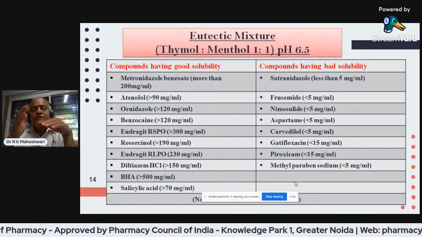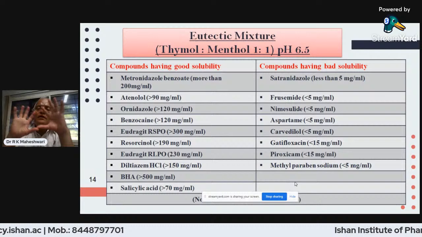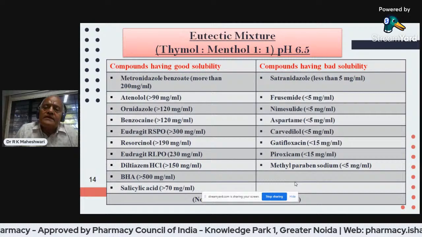That's why you are getting a large solubility of metronidazole benzoate in this eutectic liquid. In other words, you may say that this eutectic liquid is a very good solvent for metronidazole benzoate. Similarly, in the left hand column, atenolol, ornidazole, benzocaine, tinidazole, oxybenzone, BHA, salicylic acid, they all have very good solubility in this eutectic liquid. Now you see the right hand column, secnidazole.